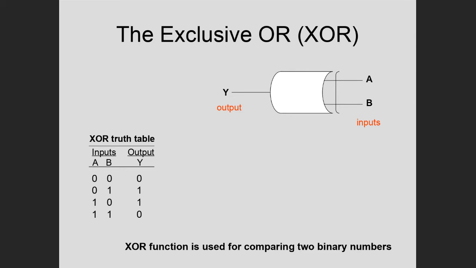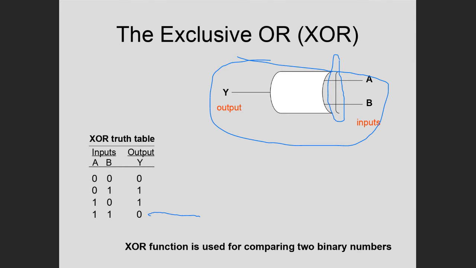So this one is pretty cool here. You'll see this a lot. So again, you want to know the symbol for the exclusive OR. It's just an OR gate with this little funny looking line on the inputs. And then the truth table is the same as the OR, except for it excludes the condition where both inputs are true. That is a 0.